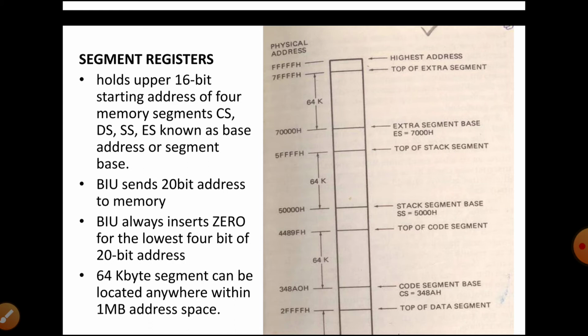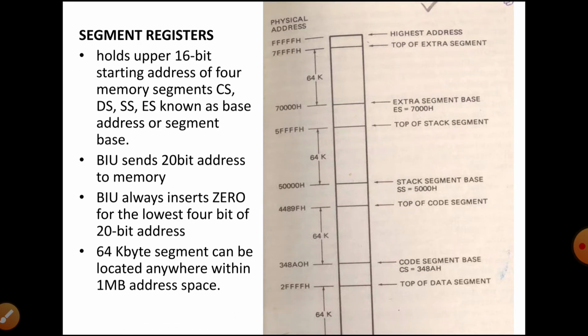Now, 1 megabyte of the memory, if we divide into 64 kilobyte segments, we are able to divide it into 16 segments. Out of these 16 segments, which segment is working as a code segment has to be identified by the content of the code segment register, data segment register, stack segment register and the extra segment register.